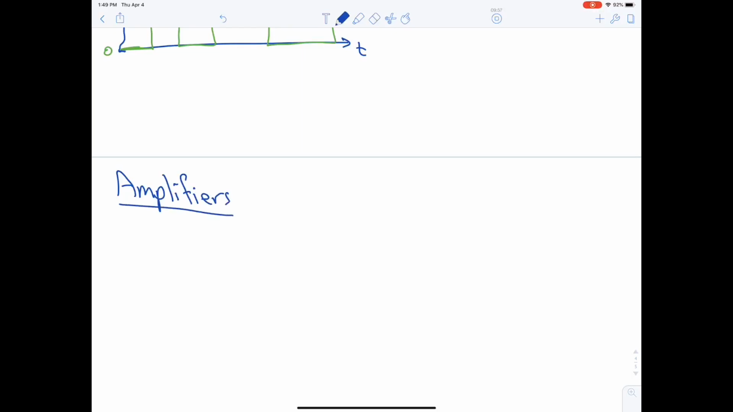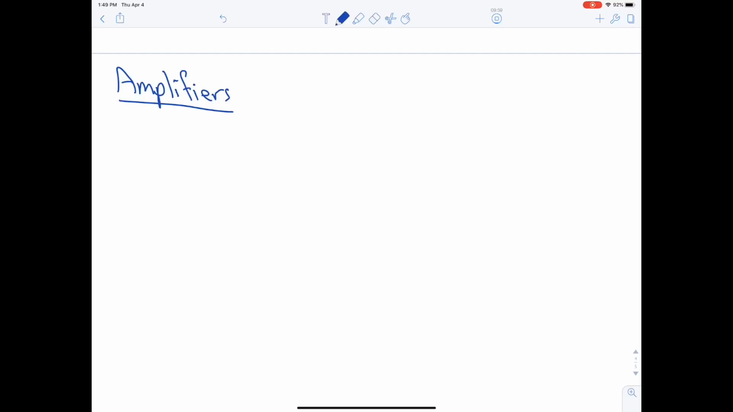Amplifiers. In this section, we will introduce the most fundamental signal processing function, which is signal amplification. We will study the amplifier as a circuit building block, and later we will see the internal design. Now, what is the circuit symbol of the amplifier?